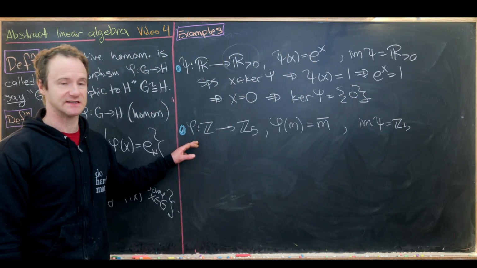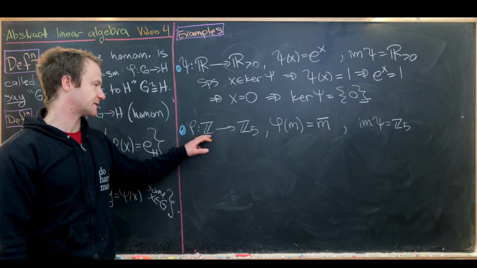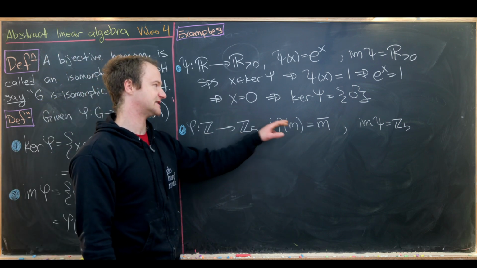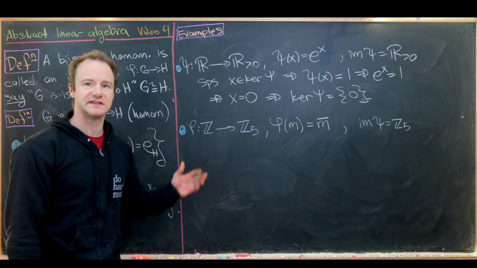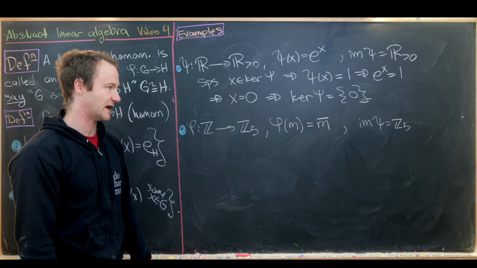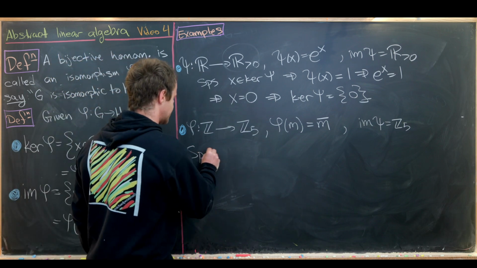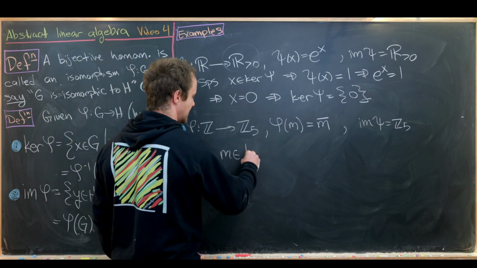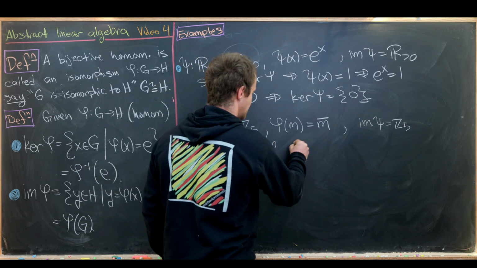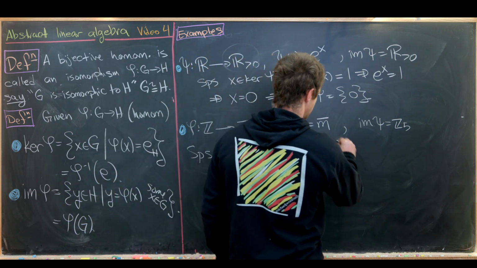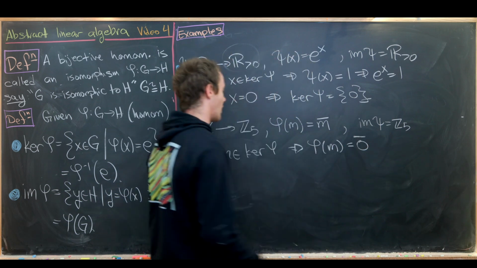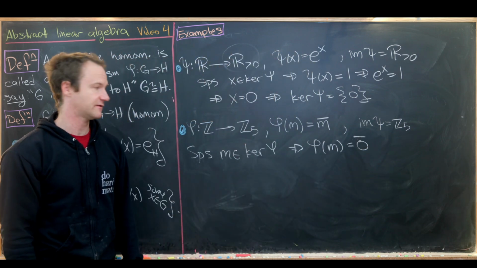Now let's look at this next example. Phi goes from Z to Z5 and it takes m to m bar. In other words, it divides by 5 and keeps the remainder. So let's calculate the kernel in this case. So let's suppose that m is in the kernel of phi. That tells us that phi of m is equal to 0 bar in Z5.